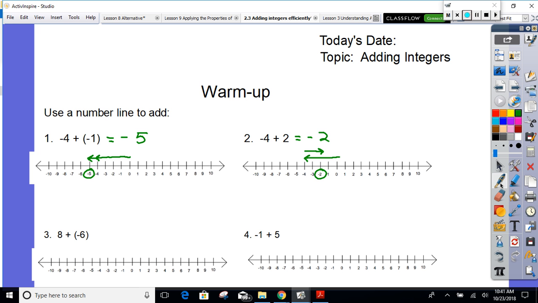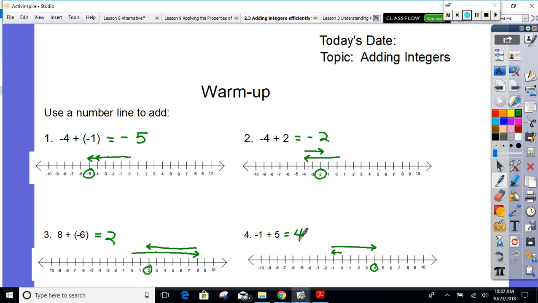Number 3, Jordan, tell us what to do. You start at 0 and you go right 8, and you go left 6. Good. And where do we end up? 2. Good. Okay, last one, Carlton, tell us what to do. Where do we start? 0. You go left 1 and then left 5. Good. And where do we end up? -6. Good.